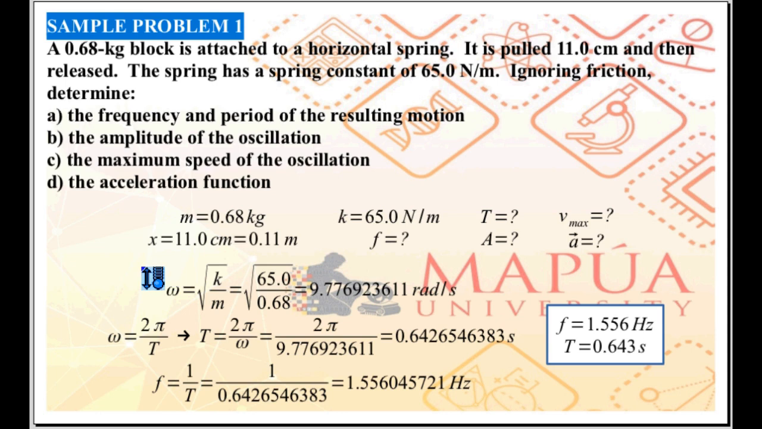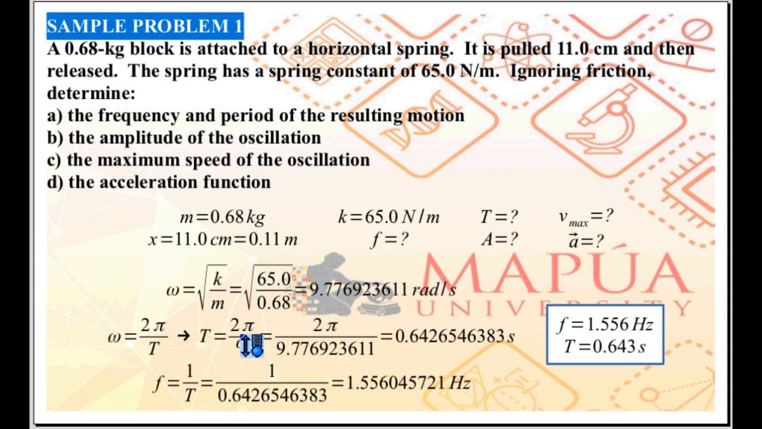One of the equations for vibratory motion, in particular for periodic motion, is omega equal to the square root of k over m, an equation particularly applicable for spring motion. We know the spring constant k, we know the mass of the block m, thus we are able to calculate the angular frequency: 9.776923611 radians per second.